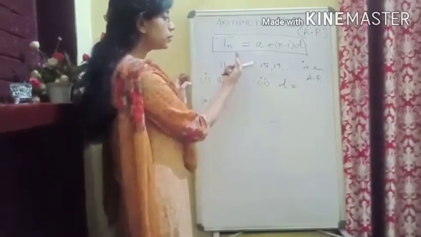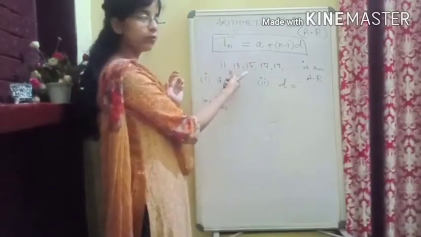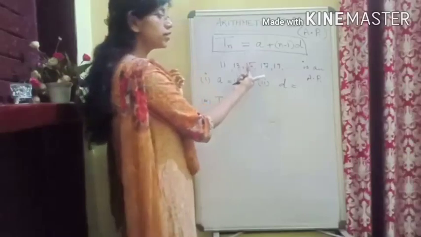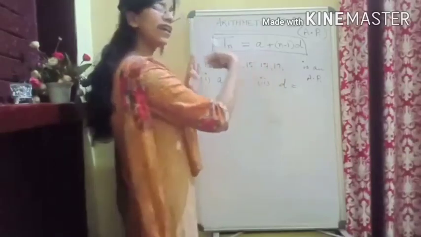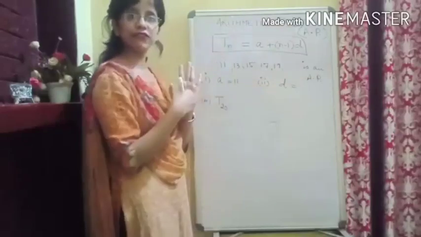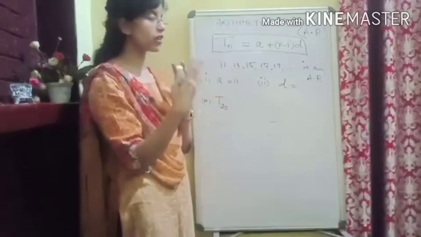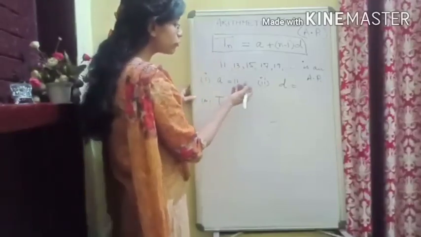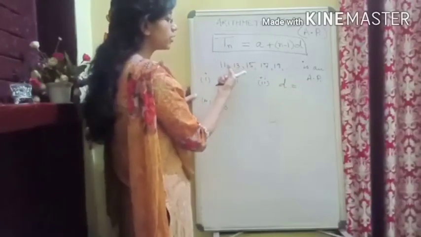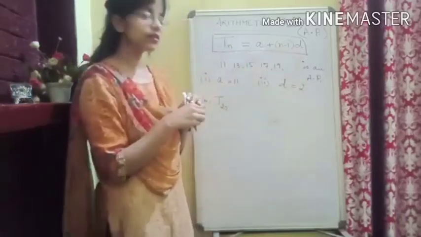That is second term minus first term, or third term minus second term, or fourth term minus third term, or fifth term. Any time, just fourth minus third, sixth minus fifth, 18th minus 17. You just need to subtract these terms. So if you want to calculate the common difference, 13 minus 11 is 2. Every time you can see that the common difference is going to be the same.